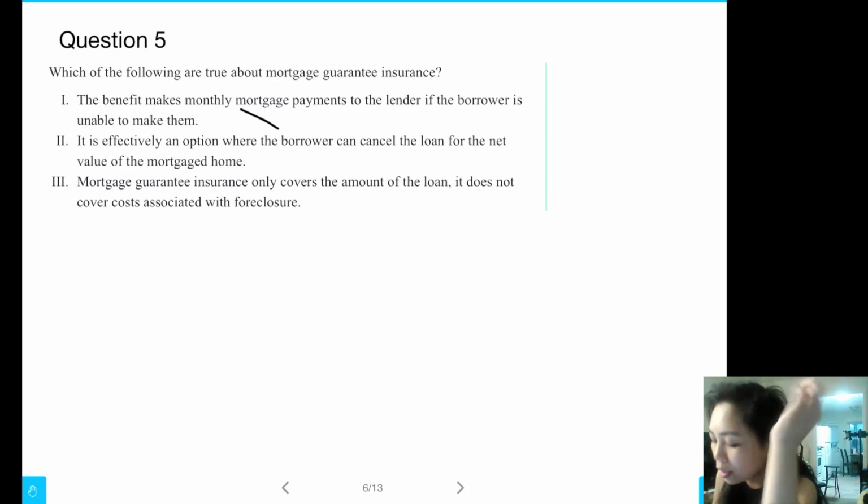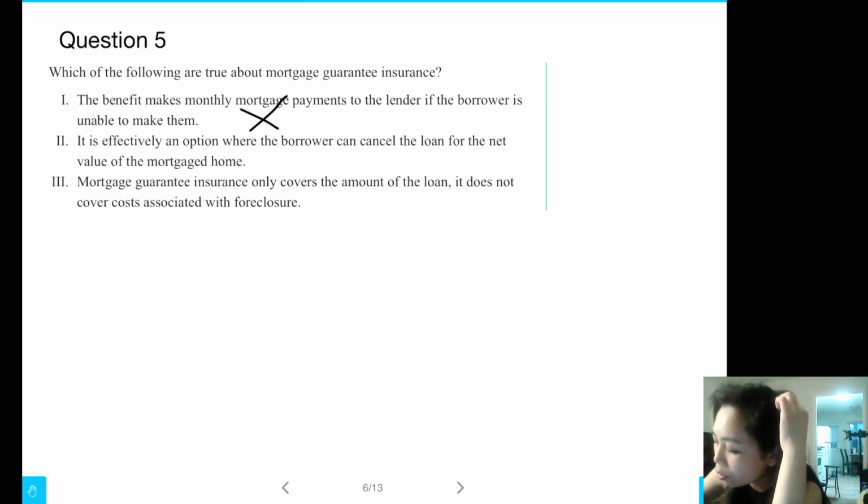See that? Second one: it is effectively an option where the borrower can cancel the loan for the net value of the mortgaged home. That is not correct either. They cannot cancel the loan. They have to sell the house and compare it with the loan, to see whether they have to pay for the gap if there is a gap, or they can have money if the value of the house is more than the loan they have in the bank.